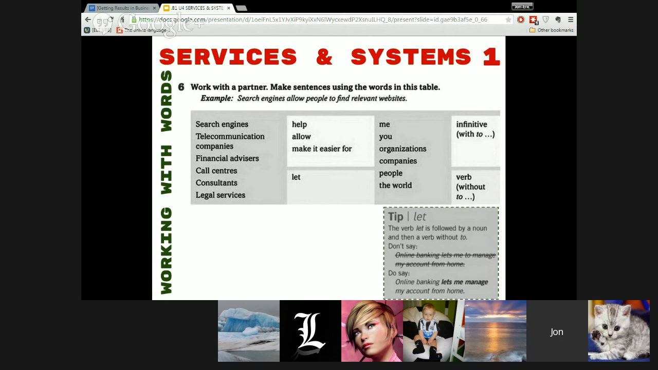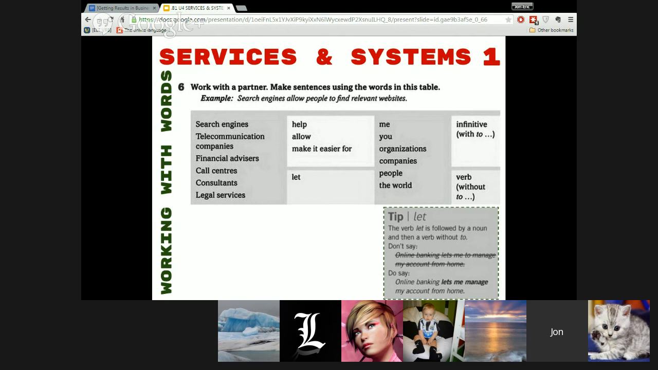Raphael, telecommunication companies. Using that table, how would you construct a sentence about that? Using the table on the screen. Telecommunication companies allow you to communicate with different people over the world. For this reason, it is so interesting, efficient. Okay. So telecommunication companies allow you. So notice that after help, allow, and make it easier, you need a you or a me or something like that. Allow you to communicate, and it's got to have an infinitive, which is column number 4, with people from all over the world. Excellent.